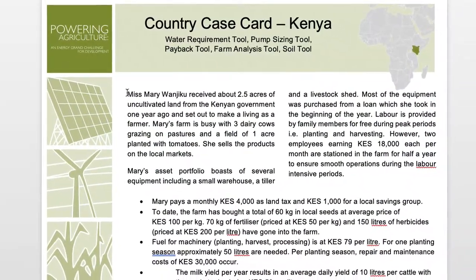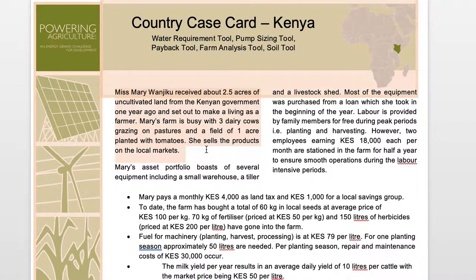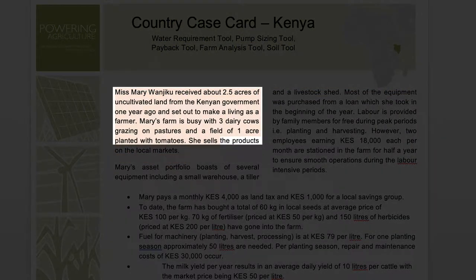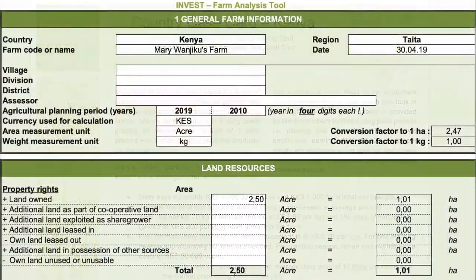From the country case card Kenya, we know that Mary owns 2.5 acre of land. Only 1 acre is used for seasonal cropland. That means 1.5 acre is fallow land.